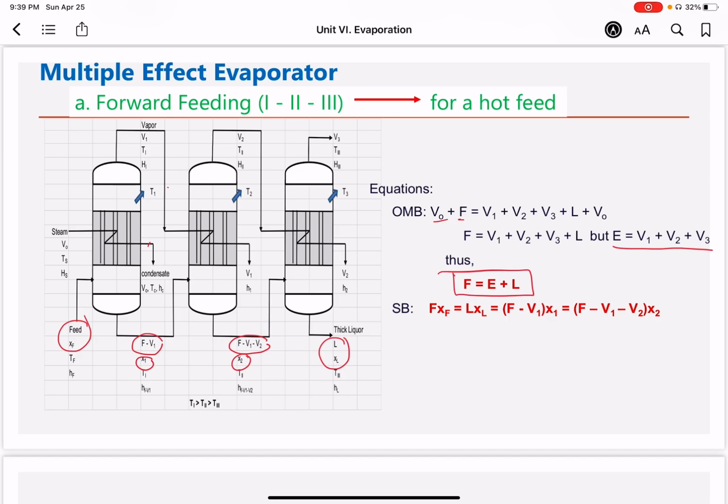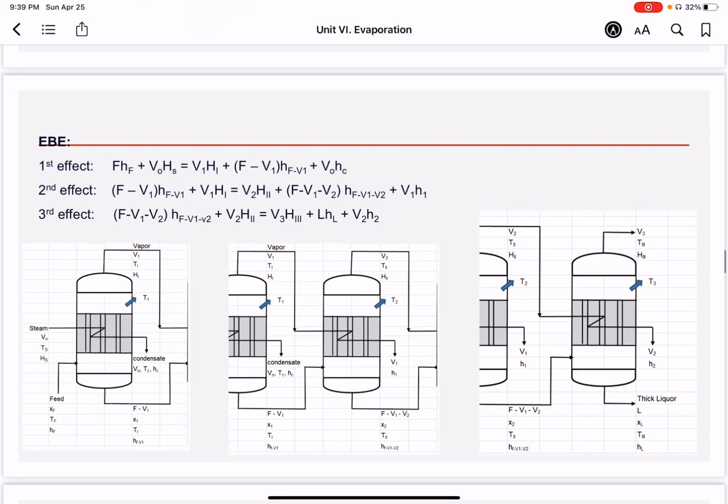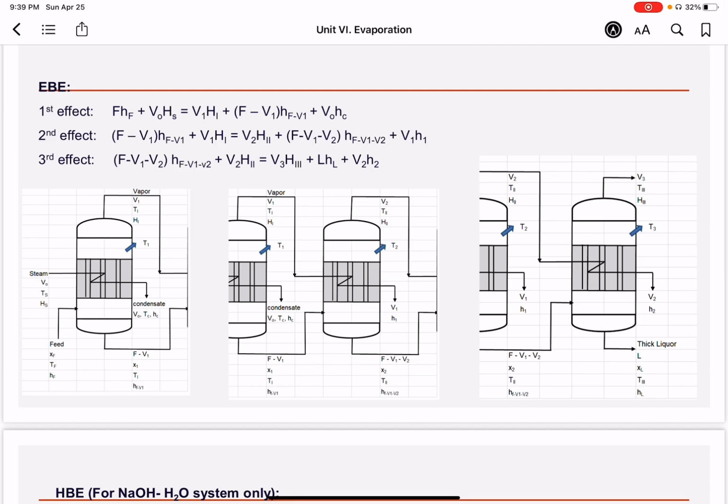heat balance equation for the first, second, and third effect, which is given by this. So if I have your EBE, considering the first effect, I have F HF plus the one coming in, VO times HS, is equivalent to V1 times H1 plus F minus V1 times HF. So this thing, the condensate, plus the VO times H sub C. So this is the EBE for your first effect.